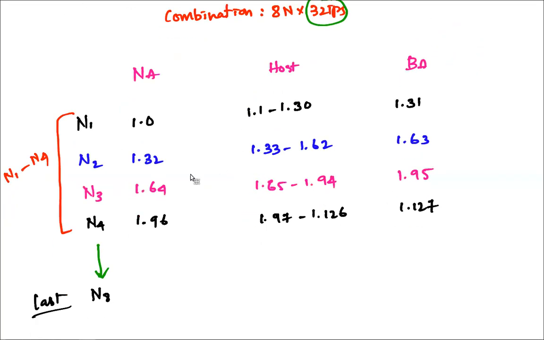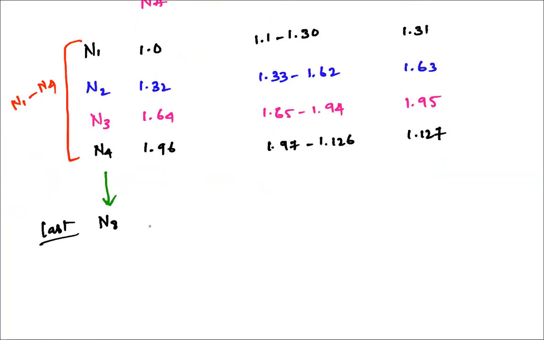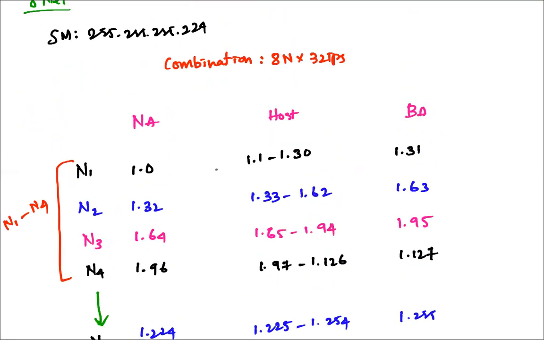So it's going to start with 1.224. Okay, it's going to end with what? The last IP. We all know 1.255. That is the last IP, right? So that's the last network, starting from 1.224 to 1.255, and then 1.225 to 1.254. Okay. Got the idea? Yes. So this is what 8 networks is.